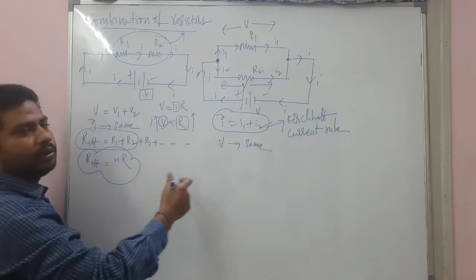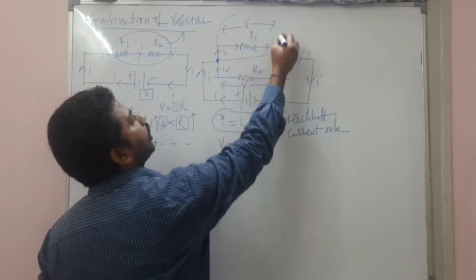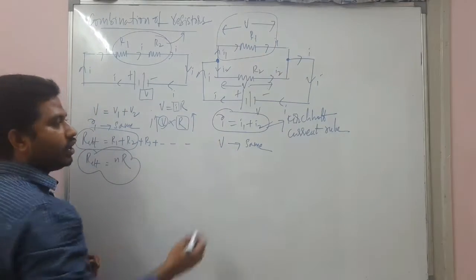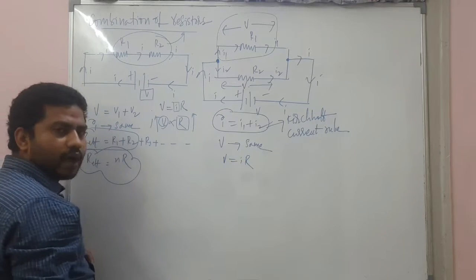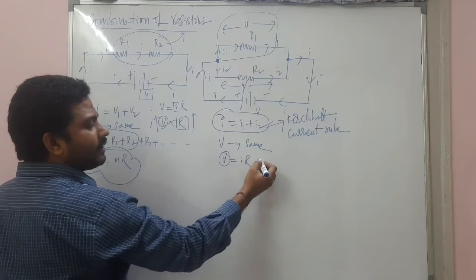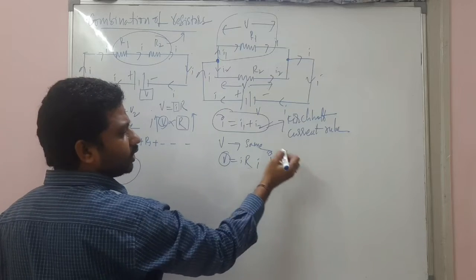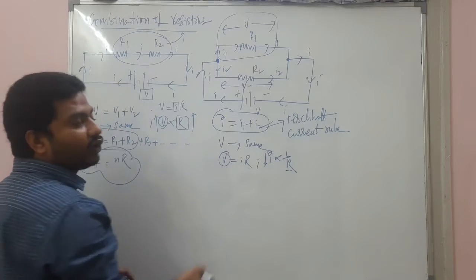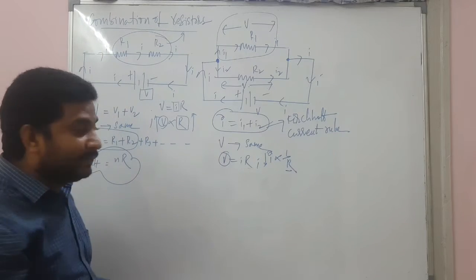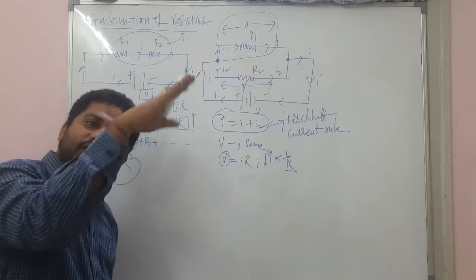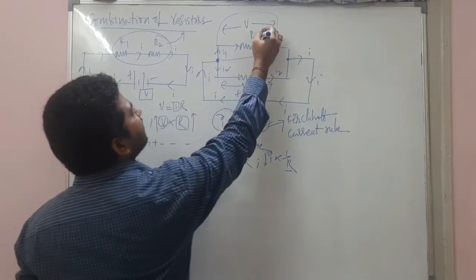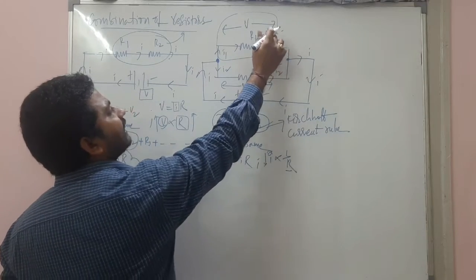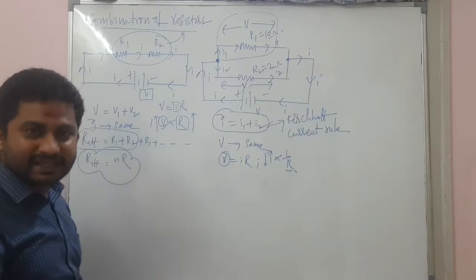Okay, in parallel combination, for example in this case, you observe, V is same here and here, R is different, I is different. So in this formula, V is equal to IR, when V is same, I is inversely proportional to R. Very important thing. When resistance is more, less current will flow through that particular resistor. For example, this is 10 ohm and this is 2 ohm, more resistance is here and less current will flow through that particular branch.